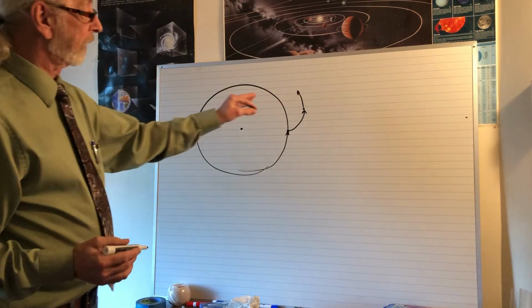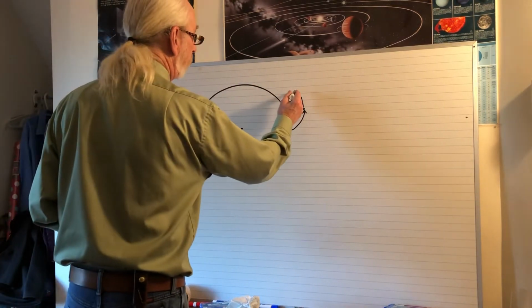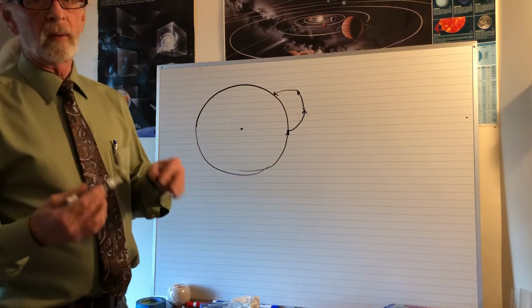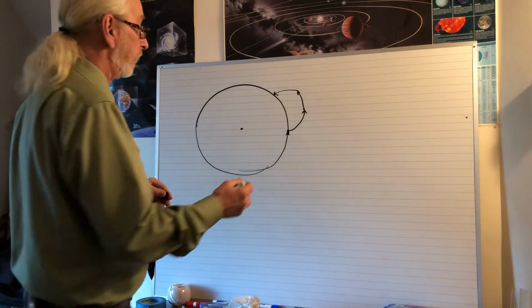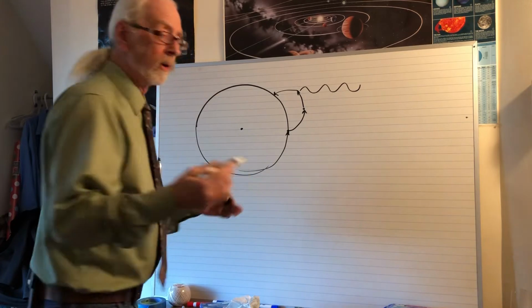But eventually, that electron is going to want to drop back down into the slow speed lane to go to what's called a ground state. And to do that, it needs to dump energy. And the way that electron dumps energy is it emits a photon. We all know what photons are.